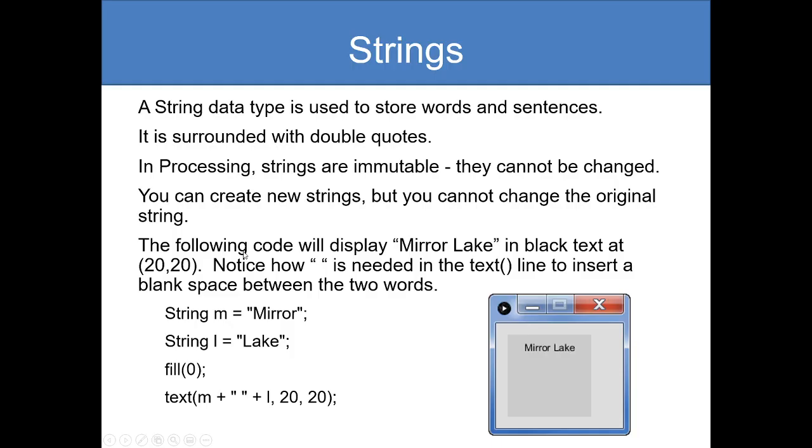So kind of going back to what I was talking about for string. So string is used to store words and sentences. We surround these with double quotes. The hard part with processing is that strings can't be changed. You can create new strings, but you can't go in and change something. So, for example, if we put Mirror Lake, we can't have processing actually go in and change the word in there. So we can't take the R's out of Mirror Lake. It just kind of exists as that.